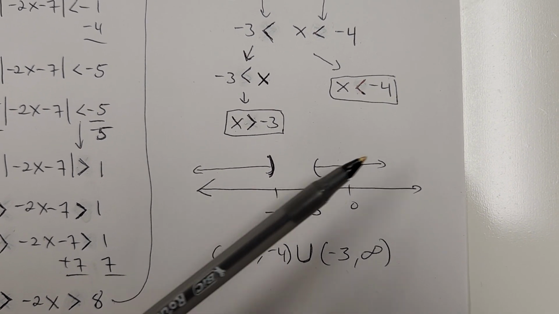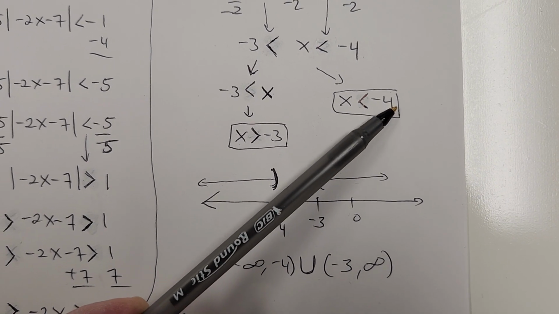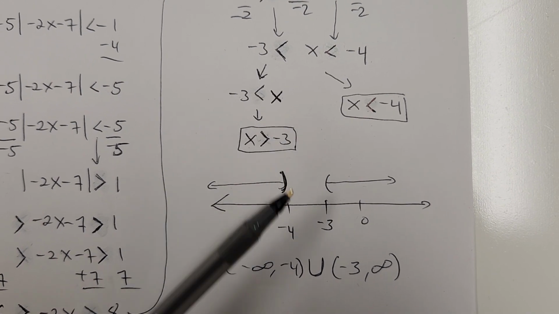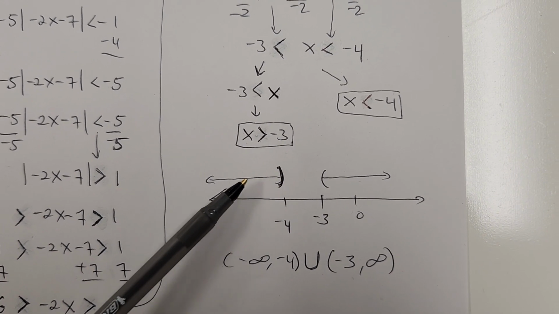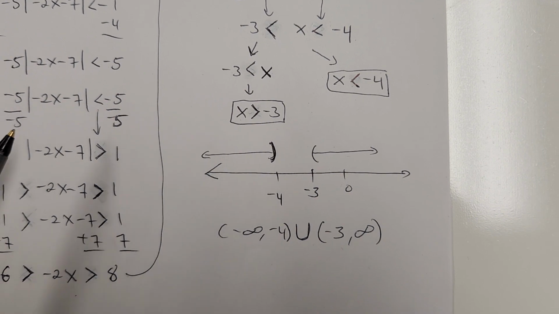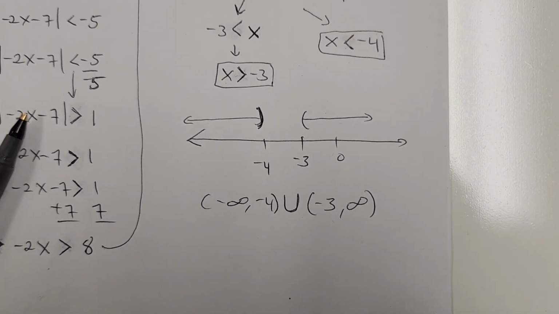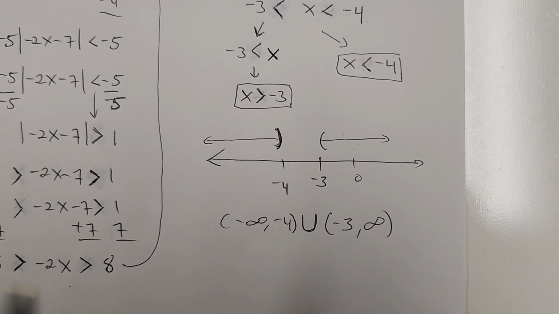Negative 3, open, face right. Negative 4, open, face left. So negative 4, open, face left. Okay, so that's my graph. Now use the graph to write my interval notation.